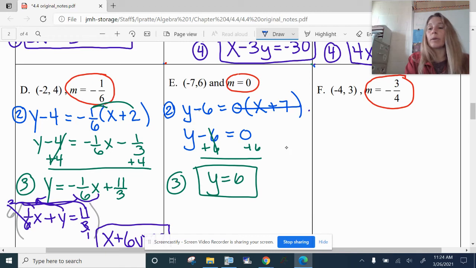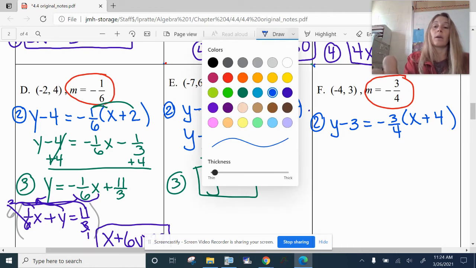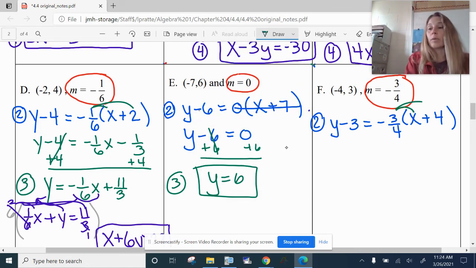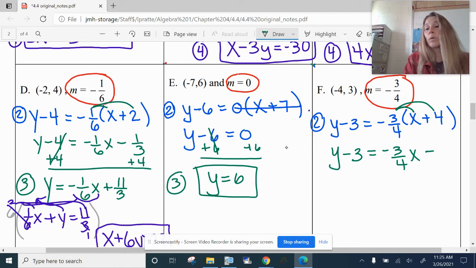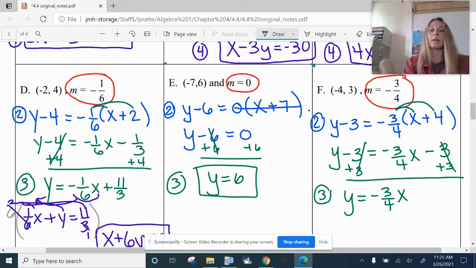Okay, our last example here, y minus 3 equals negative 3/4 times x minus negative 4, which will make it a plus 4. Putting it into slope-intercept form, I'm going to distribute. So I have negative 3/4 x, and then minus, and those 4's will cancel, so I just have a minus 3. Now when I go to add my 3, notice that I end up with y equals negative 3/4 x plus nothing, because it just so happens that they cancel out on that side as well.